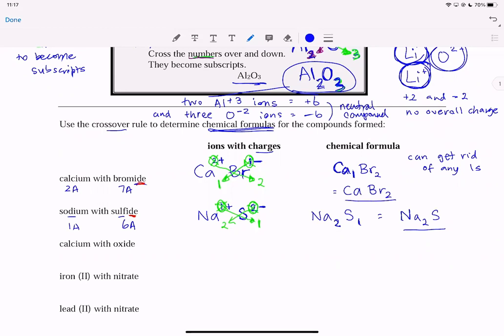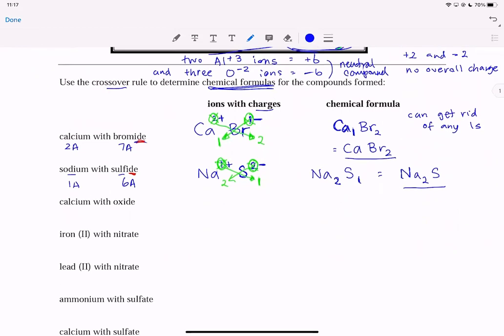Okay, so I'm going to underline the correct version. So why can you get rid of the 1s? It's because having the 1 and the element symbol S is redundant. You only need to have the element symbol. Okay, let's look at the next one, which is calcium and oxide.